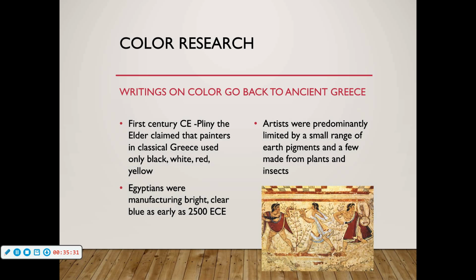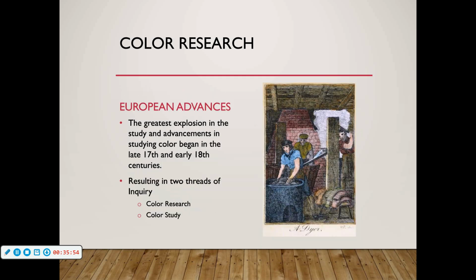Artists were predominantly limited by a small range of earth pigments and a few made from plants and insects. Those are expensive and hard to find. They require these specific people going out, collecting the plants and making the color. Whereas otherwise, a lot of these, you just need to know where your iron deposits are, and you as an artist can go out and get a lot of your own color.